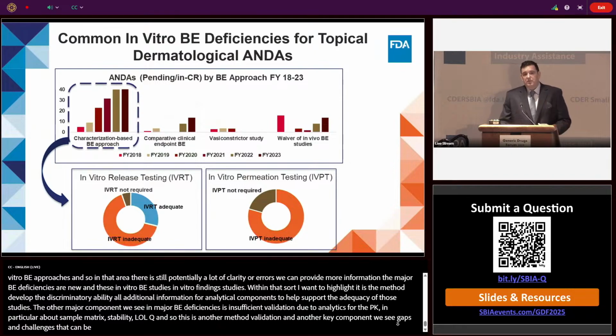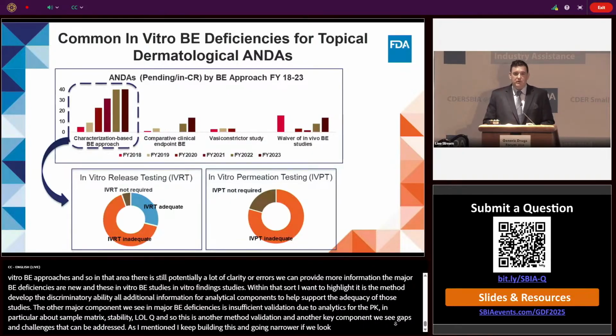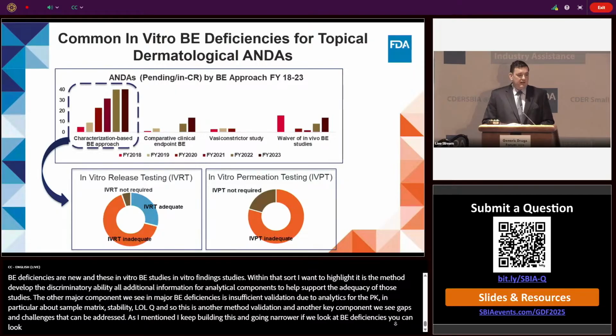So as I mentioned before, I keep building this and going narrower and narrower. If we looked at BE deficiencies, you can think of any type of route of administration or dosage form that we can do a deeper analysis on. What I've chosen here is a deeper analysis of the actual in vitro BE deficiencies that are major for a specific route of administration, topical dermatological products.